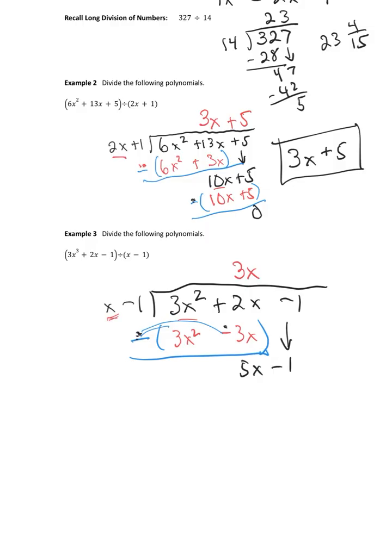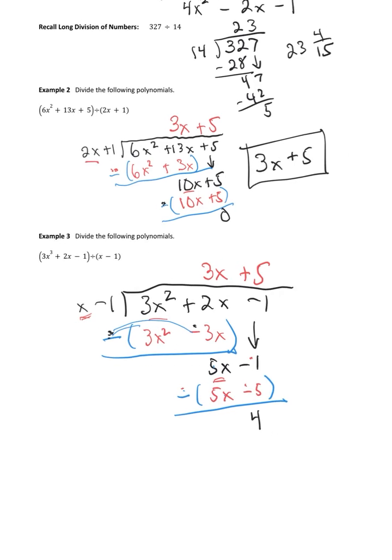So this time, how many times does x go into 5x? Well, that would be plus 5 times. 5 times x is 5x. 5 times negative 1 is negative 5. We do our subtraction in parentheses. 5x minus 5x is 0. Negative 1 minus negative 5. So that's really a negative 1 plus 5 gives us 4 left over.